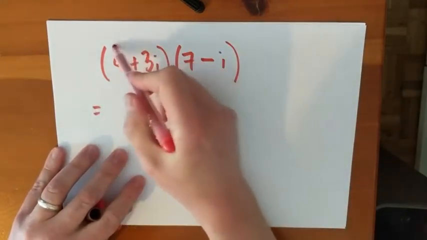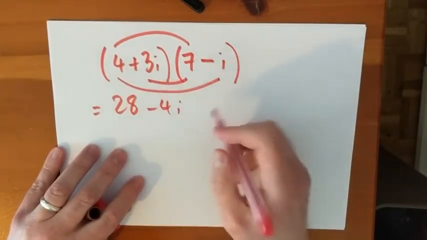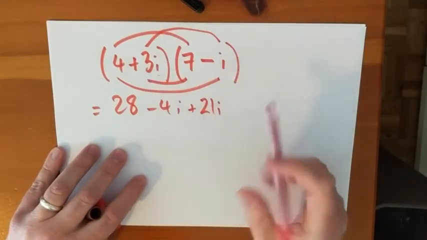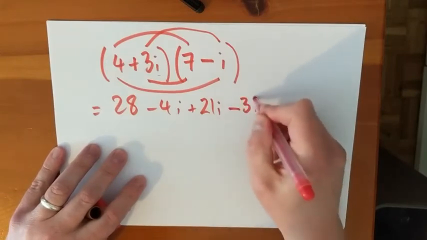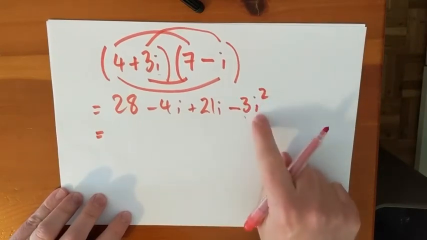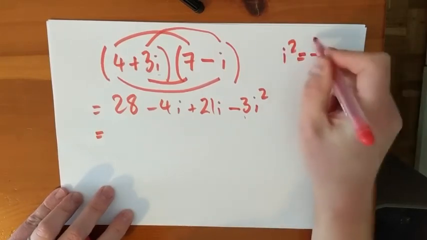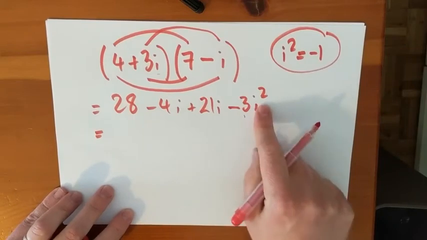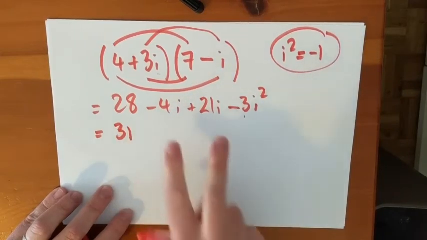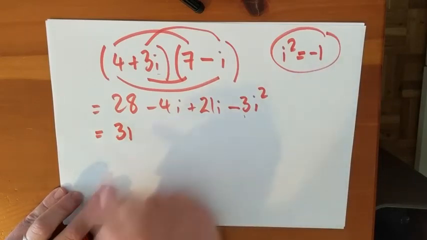So the first two, that's 28. The outside two is -4i. The inside two would be plus 21i. And the last two, I get 3i times -i, which gives me -3i squared. So -3i squared is -3 times -1. i squared is always -1. Whenever you see i squared, you can just replace it immediately with -1. So this is -3 times -1, which gives me plus 3. So I have 28 plus 3, which gives me 31. And in the middle here, I've got -4i plus 21i. So that's going to give me plus 17i.